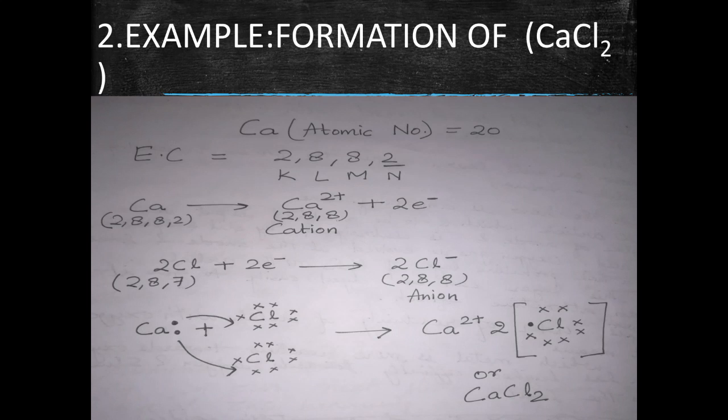In the last example, we have seen that one atom of chlorine needs 1 electron to complete its octet. So we will need 2 atoms of chlorine to get 2 electrons from calcium. The electron dot diagram is very clear. 1 electron from calcium is transferring to one atom of chlorine and the other electron of calcium is transferring to the other chlorine atom. And finally, we get calcium chloride, that is CaCl2.